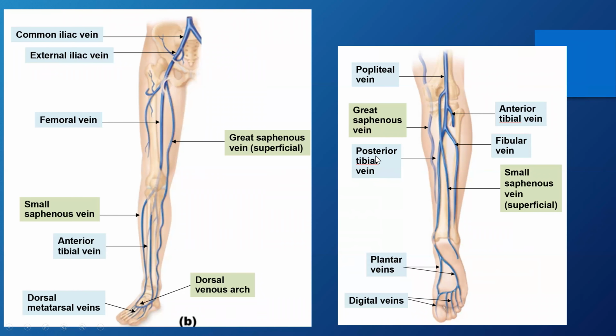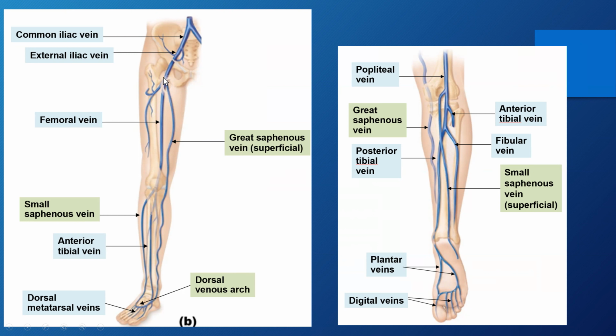Now you see, I put some names over here in the blue color and some in the green color. The green color, I wanted it to represent veins that do not have arteries with corresponding names. For example, you have anterior tibial vein and anterior tibial artery. That's why I colored it blue. But we have small saphenous vein and we do not have a saphenous artery. So those veins in green are mostly superficial.